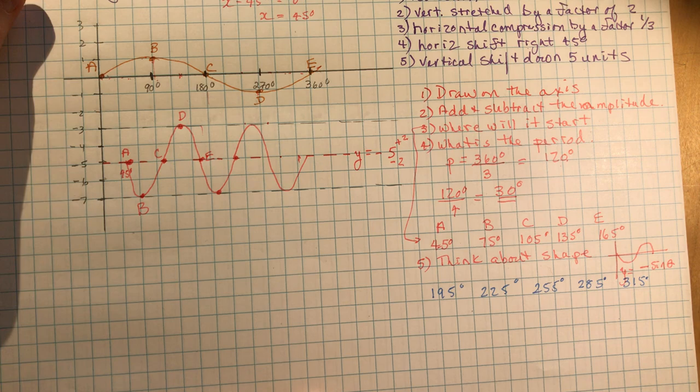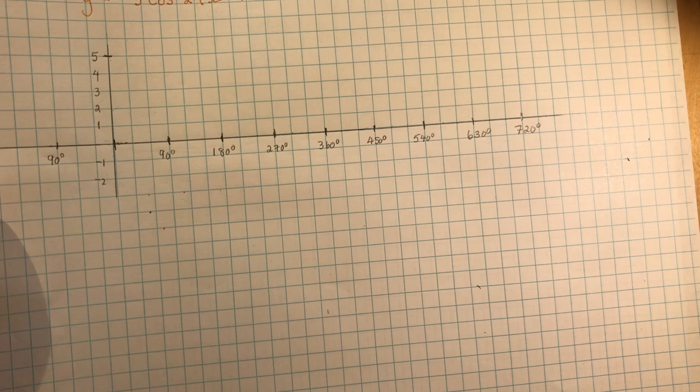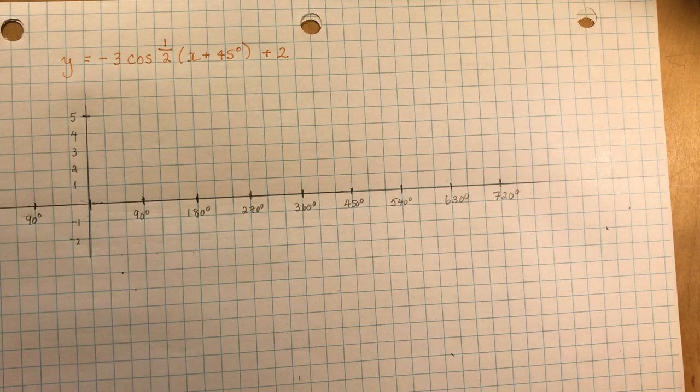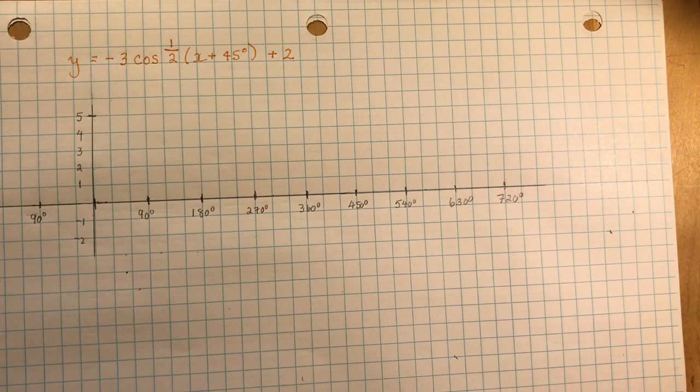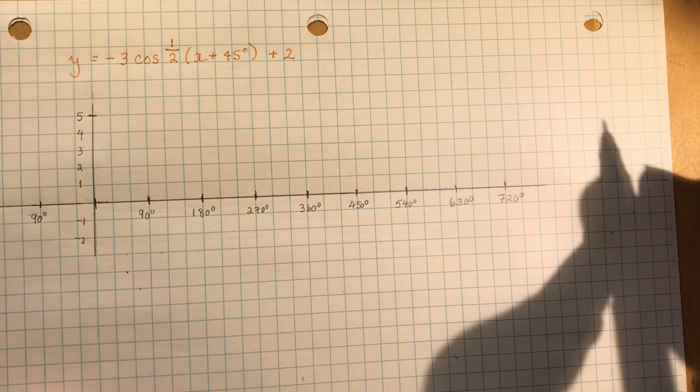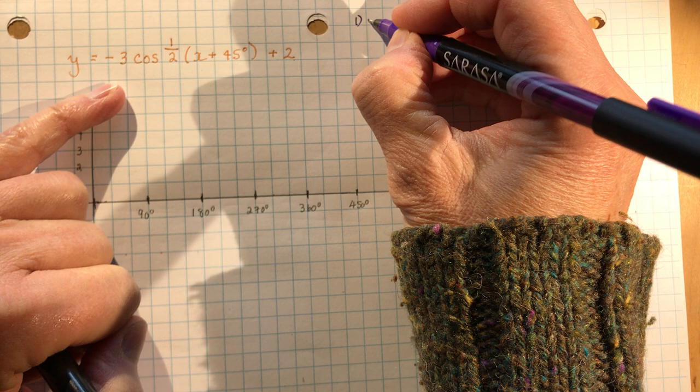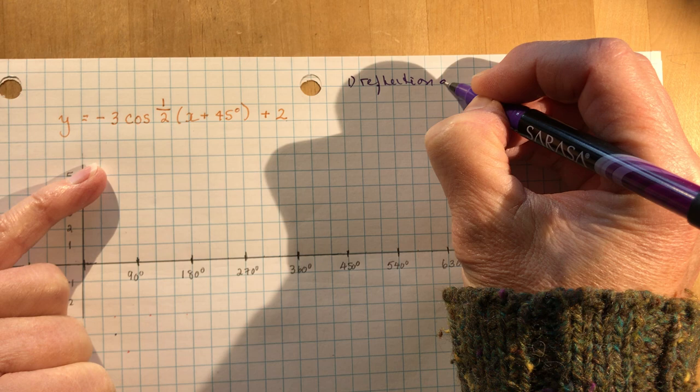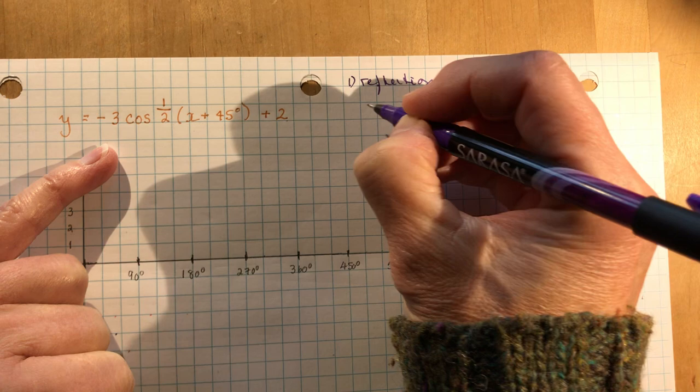So let's try another function. Okay, we're doing a cosine function right now. Okay, so y equals minus 3 cos (1/2 x plus 45 degrees) plus 2. Can we state the transformations in the correct order? So transformations, we'll put them up here. Transformations, reflection about the x-axis. We have a vertical stretch by a factor of 3.